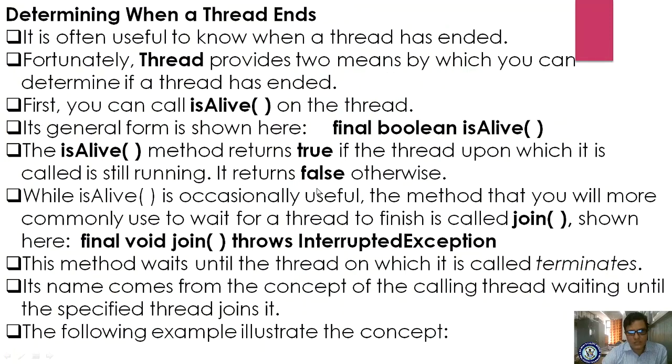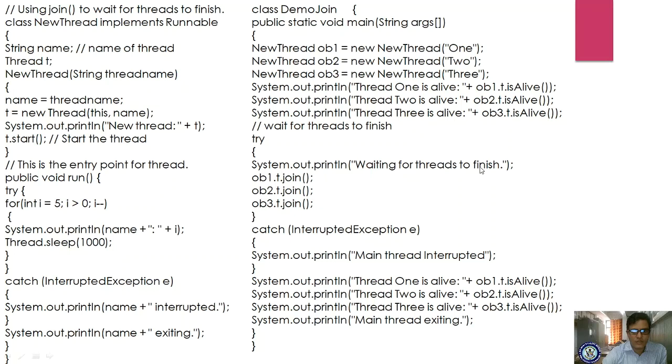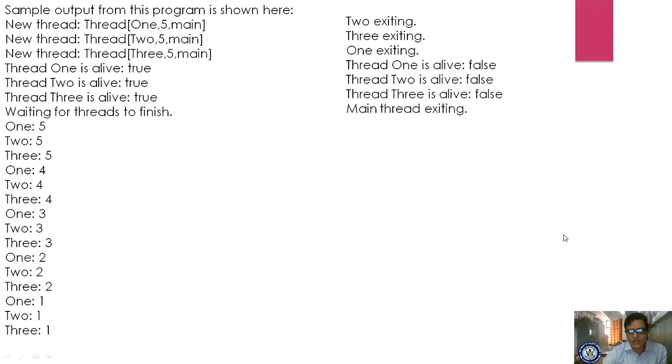Whenever you call this join method, it shows waiting for threads to finish. We are waiting for threads to finish, so it waits until the thread completes. Once it is complete, then if you test it, it says the thread is not running. False indicates the thread is not running. Hope you understand this concept. We will continue in the next class.